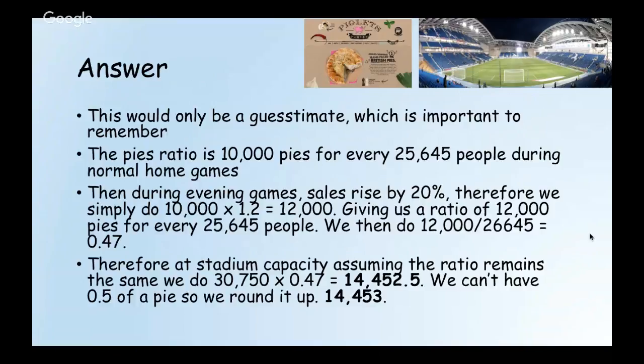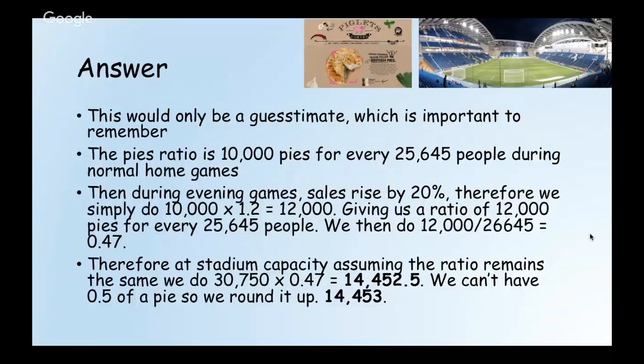So we start off by having a look at the pies to people ratio. The number of pies is 10,000 for every 25,645 people during normal home games. Now the Chelsea game is going to be played in the evening, so we need to increase the number of pies sold to reflect the new value. So sales rise by 20%, therefore we do 10,000 times 1.2, giving us 12,000.